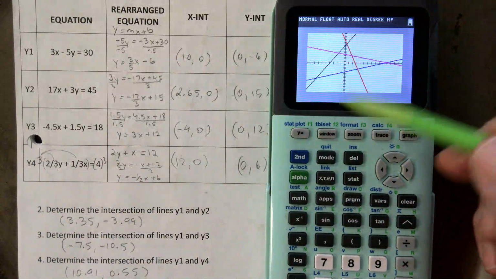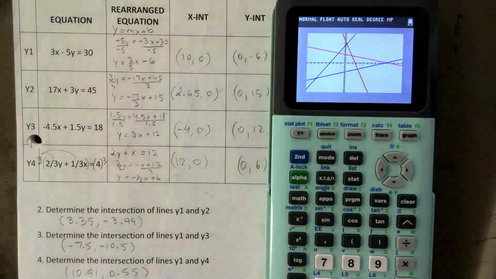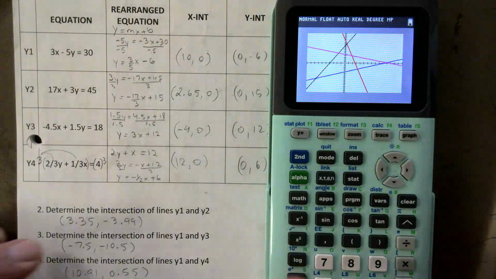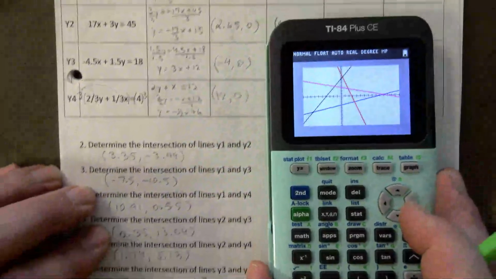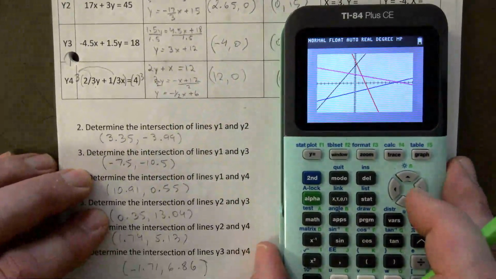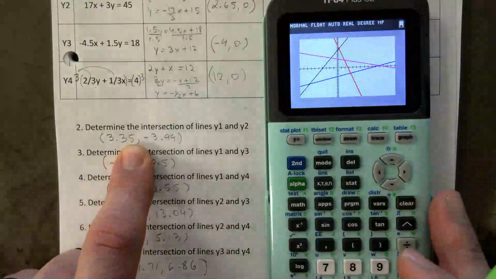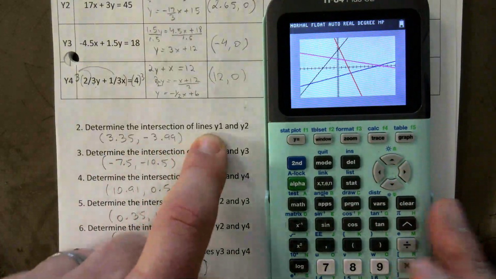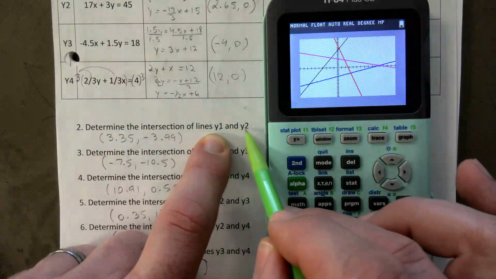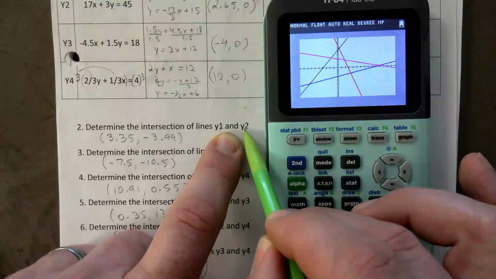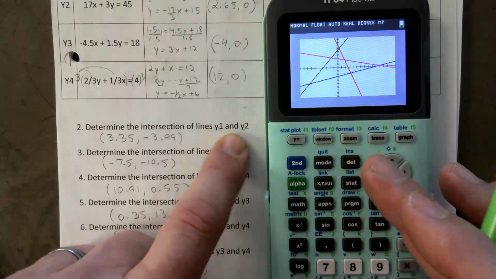So I see everything crossing, everything intersecting. It's overwhelming, right? Whoa, right? Like, what's going on? I'll show you how to do this. So I already have the answers here. It doesn't matter. So if I wanted the intersection between y1 and y2, those are the two that you want.